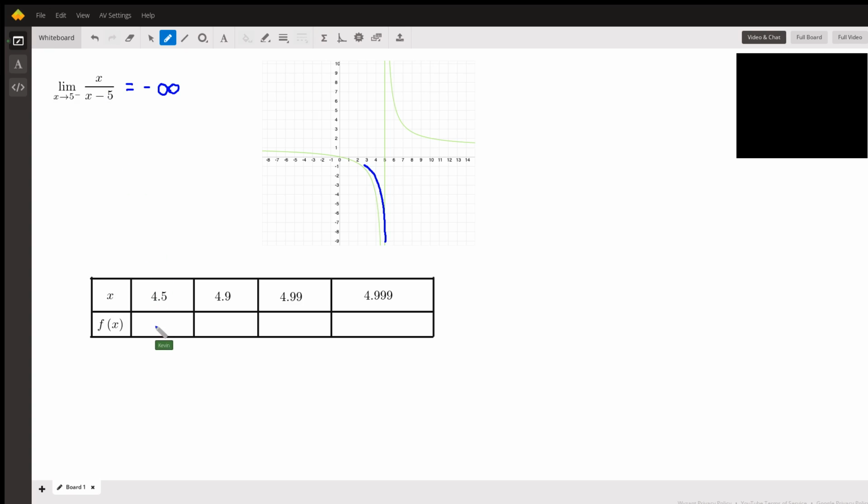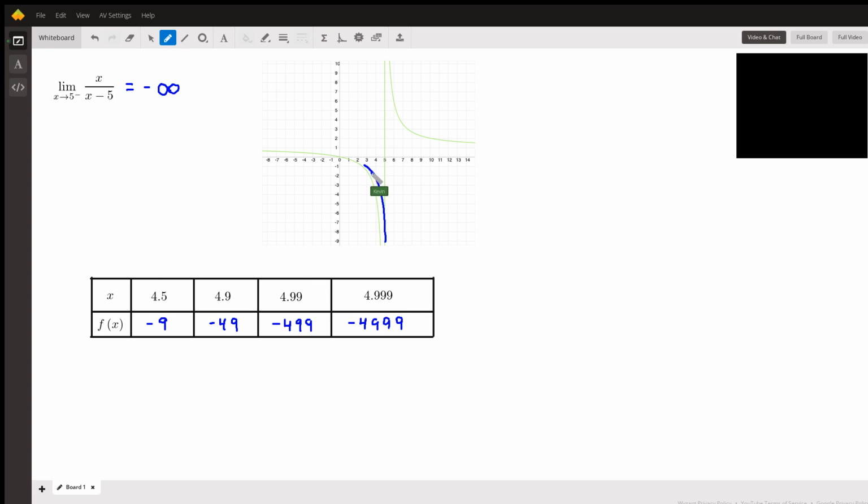When you plug in 4.5 to the function, you should get negative 9. And when you plug in 4.9, you should get negative 49. And so forth and so on. You start to see a pattern. When I plug in 4.99, I get negative 499. And when you plug in 4.999, you get negative 4,999. So you can see as the values of x are getting closer and closer to 5, the output values for your function are getting larger and larger negative.